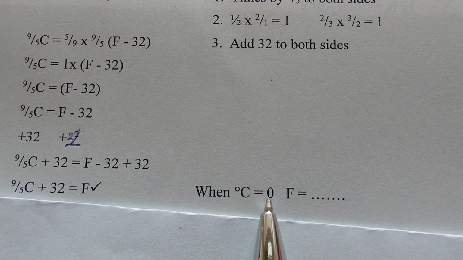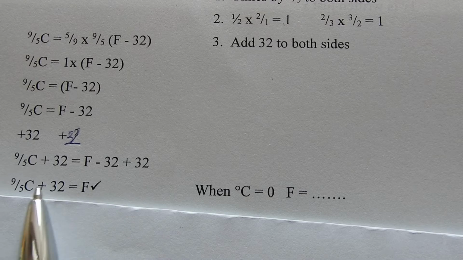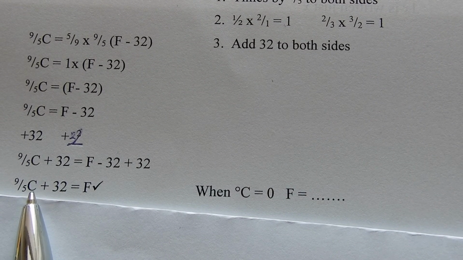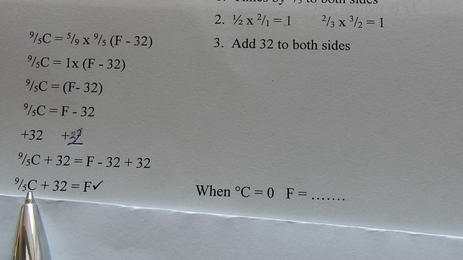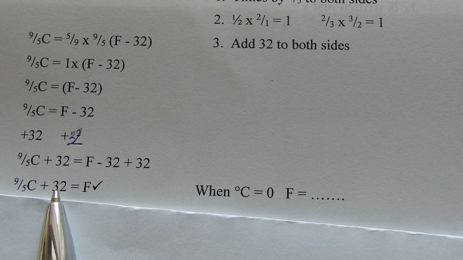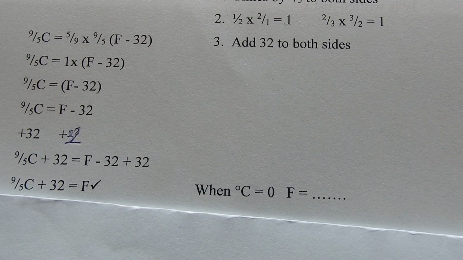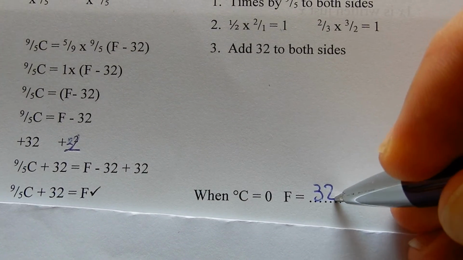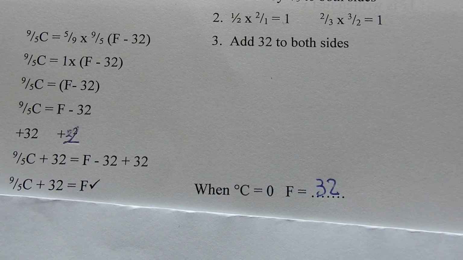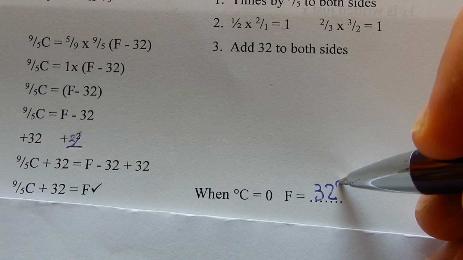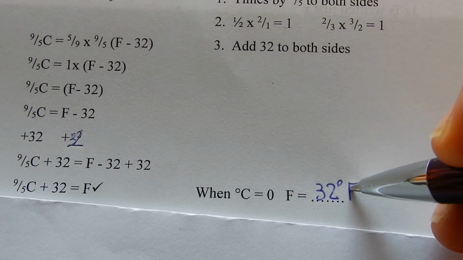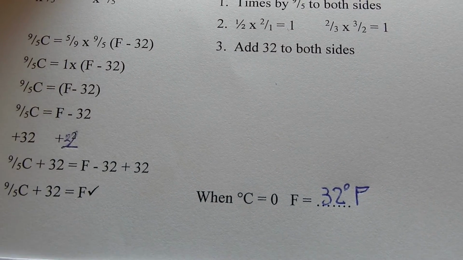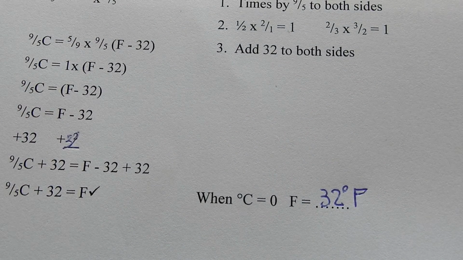When it's 0 Celsius, we do 0 times 9 over 5, well, 0 times anything still equals 0, plus 32. So when 0 degrees C, the Fahrenheit is 32. It still works. I suppose I should put degrees Fahrenheit. Excellent. That's how to change the subject in algebra.